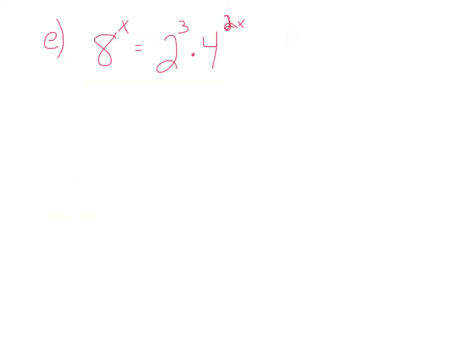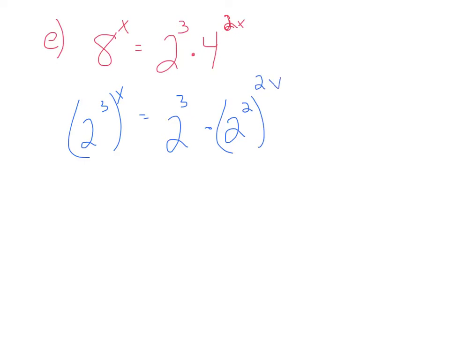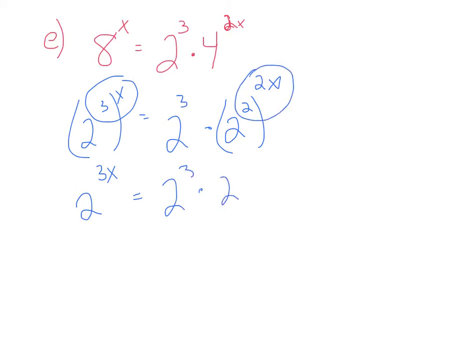Let's try one a little bit saltier here. Now, can we get everything in terms of the same base? And we can. 8 is really 2 cubed, still raised to the x power, mind you. But 4 is really 2 squared, still raised to the 2x power. Power to a power means you need to multiply all these. That's 2 to the 4x.